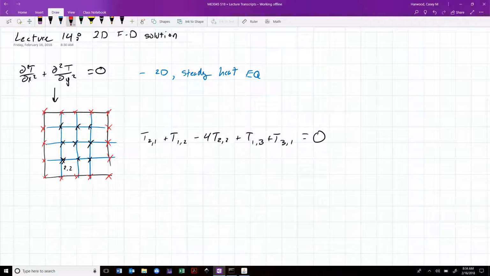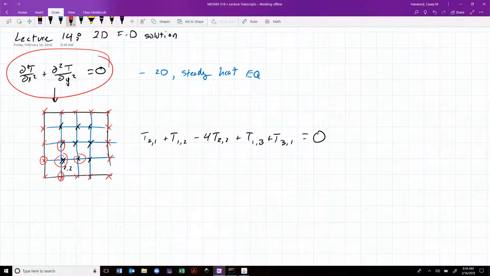And so this is an expression of this equation, but written only at this point. And we do it by looking at the 4 surrounding neighbors, if you will. So it's looking at the points that are next to it and doing an approximation of the derivatives and saying that the sum of the derivatives is equal to 0.